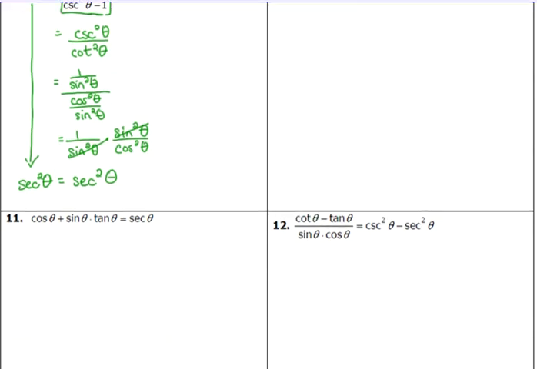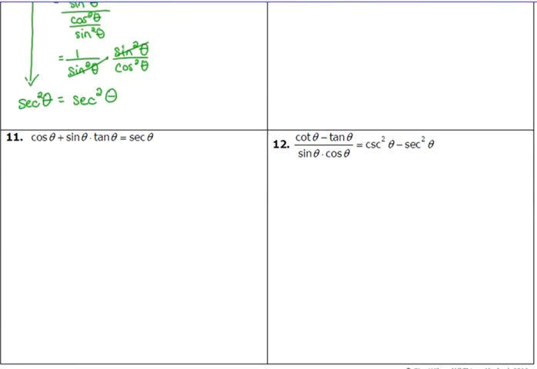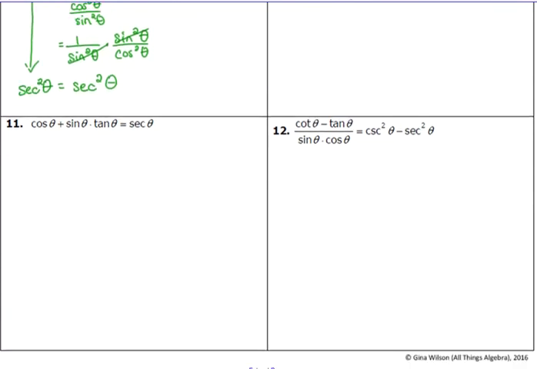One more. Let's do number 12. Number 12 looks a little bit more complicated. So on number 12, we're going to work on the left side here. And I'm thinking we need to turn our cotangent and tangent into terms of sine and cosine. So cotangent is cosine over sine, tangent is sine over cosine.